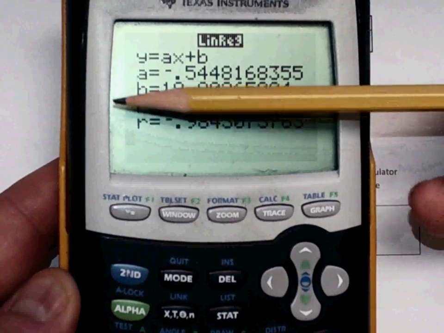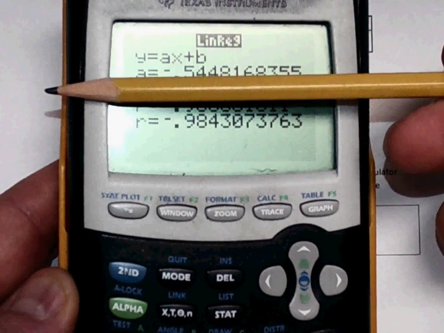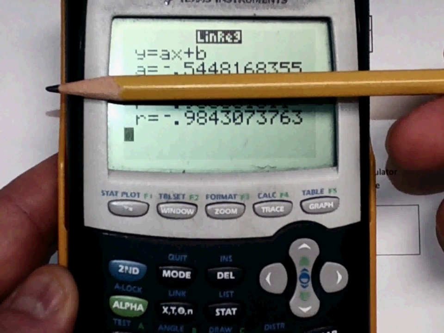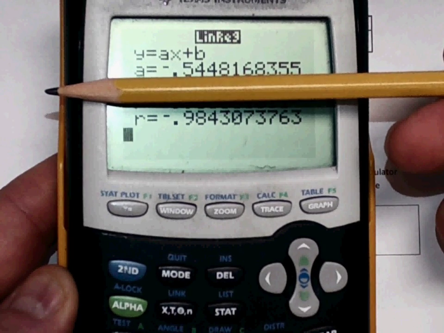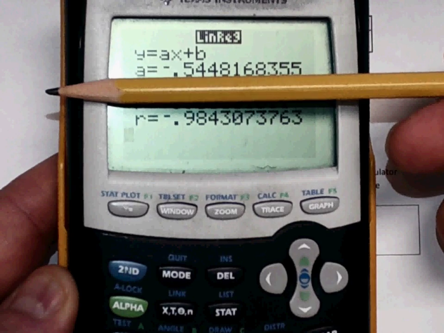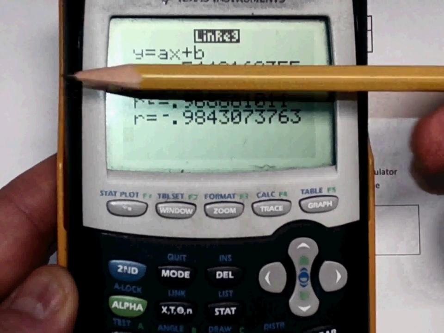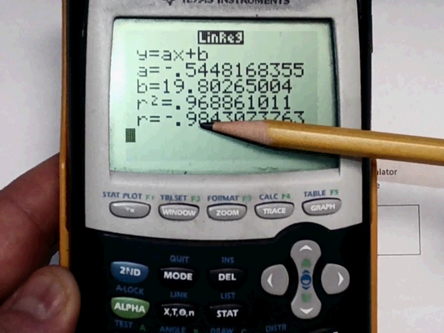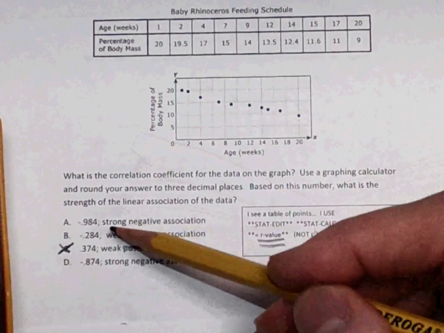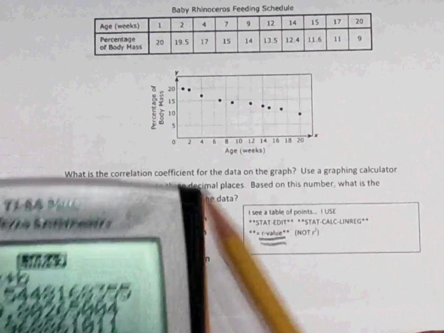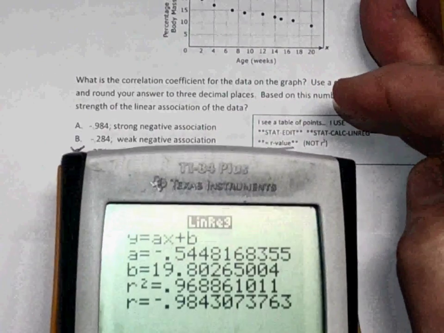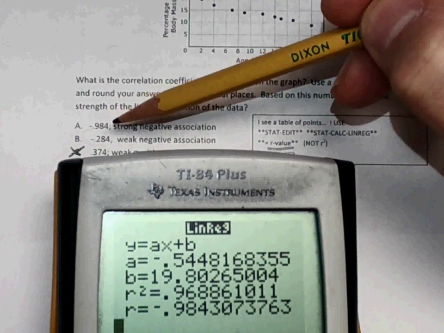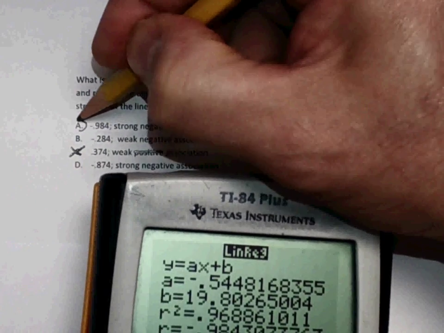We're not looking at R squared. We're looking at the very bottom, the R. That means that we have a negative association, and that makes sense. We have a negative slope, and it's really close to -1. That means it's very strong. So if we look at our answer choices, we can see that choice A, negative 0.984, is what we want.